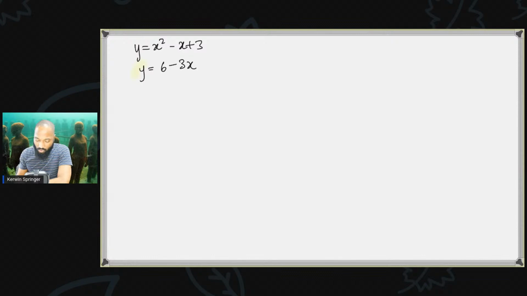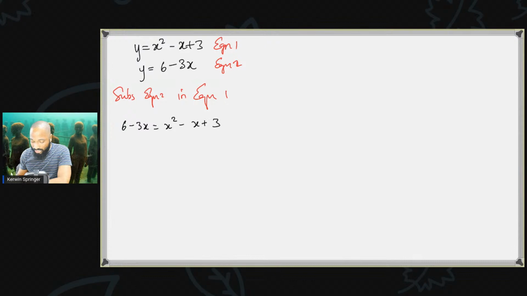So we already have y in terms of x, meaning y is the subject of the formula here, and we have x and some other numbers on that side. So what we want to do is take this and substitute it wherever we see y. We could call this equation 1, and we can call the next one equation 2. So we can say substituting equation 2 in equation 1, or substituting for y in equation 1, whatever. You'll get 6 minus 3x is equal to x squared minus x plus 3. Do you understand what happened there? Instead of writing y, we replaced it with 6 minus 3x.